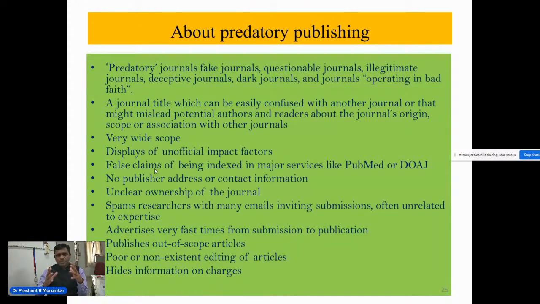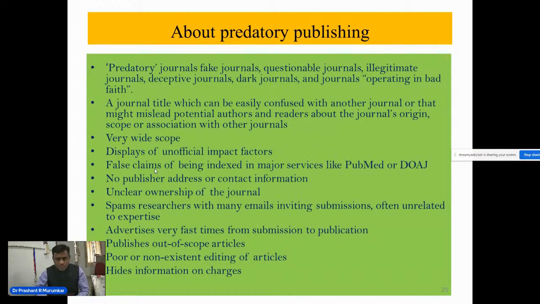Generally, this type of predatory publisher will put a wide scope. That means whatever field you come from, they will accept it. So if this type of journal is being offered to you, then you should not consider it. Then they will display an unofficial impact factor. They will give an impact factor like 5.6, and they will put a star mark there. The star mark might be something else, right? So they display an unofficial impact factor. How they have calculated it, they don't know. It has not been mentioned there.